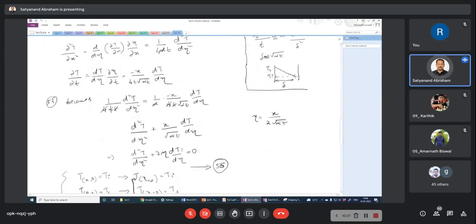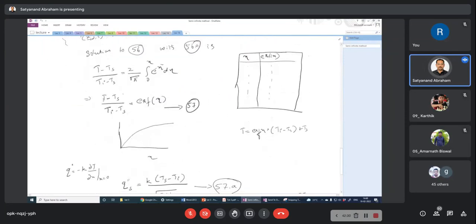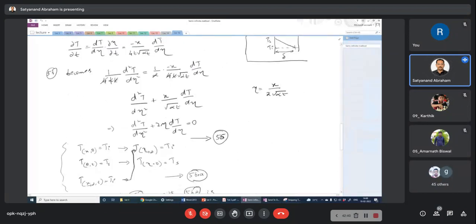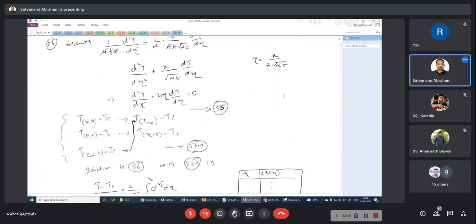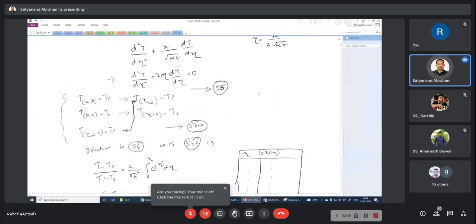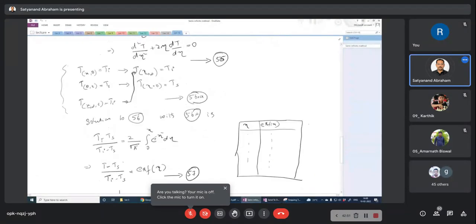From the basic equation, we know that (T minus Ts) divided by (Ti minus Ts) is equal to error function of eta. But what is eta? Eta is equal to x by 2 root alpha t. We can see that all the values are known here except t. Ts is given as 25 degrees Celsius, Ti initially is given as 300 degrees Celsius, and T is given as 50 degrees Celsius.